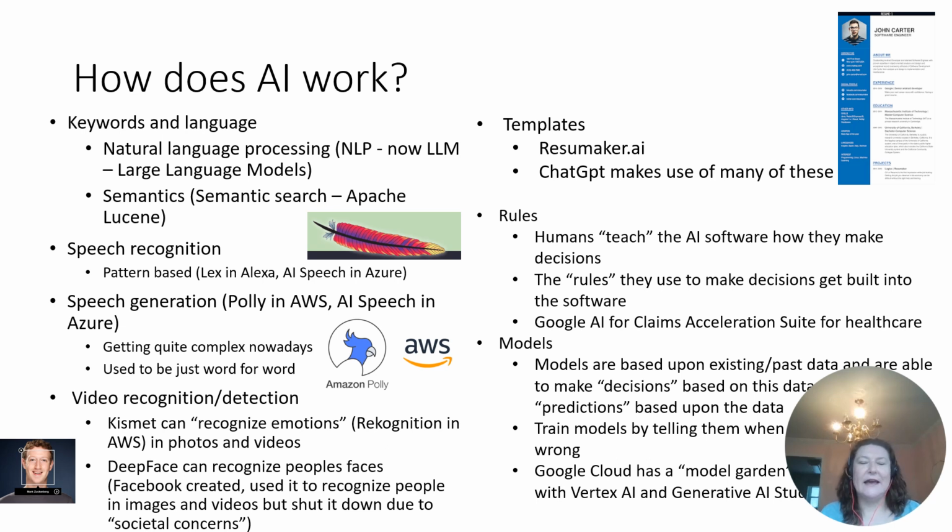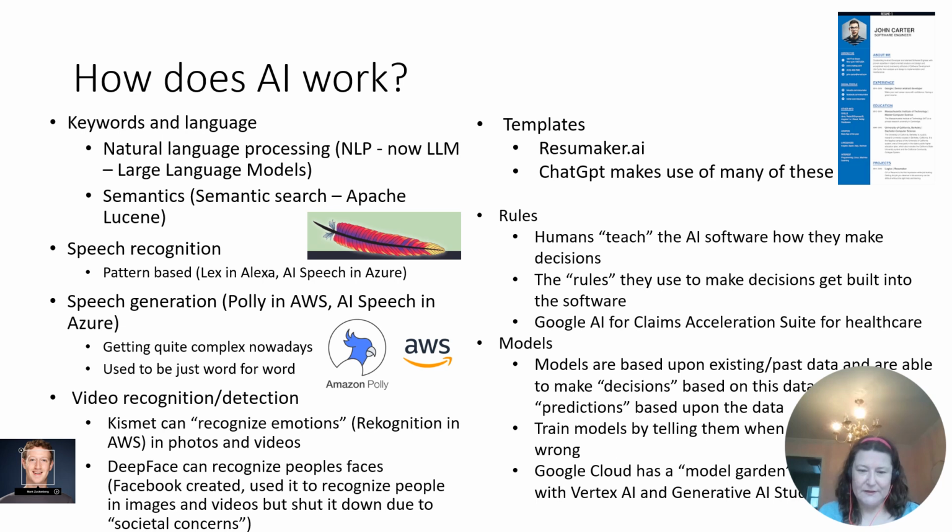So for Google AI, for Claims Acceleration Suite for healthcare, that's how that works. Claims come in, decisions are based on particular rules that humans have created, but sometimes the result is not what they'd expect, so they create another rule that counters that particular issue, or remediates that particular problem.